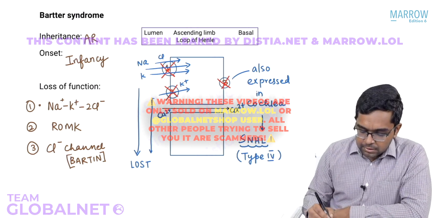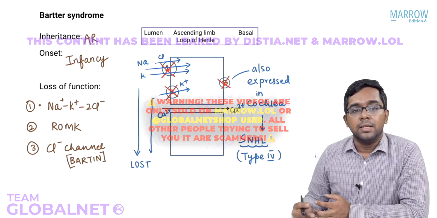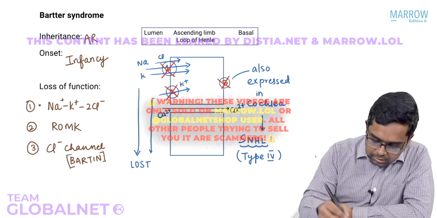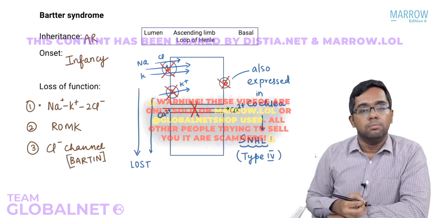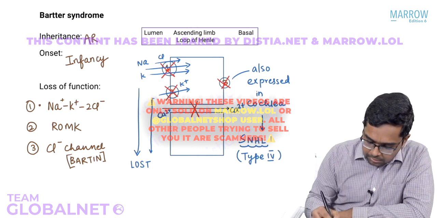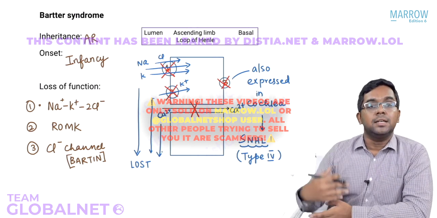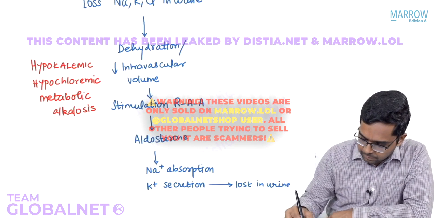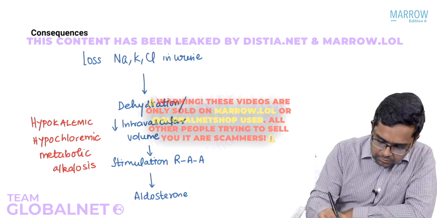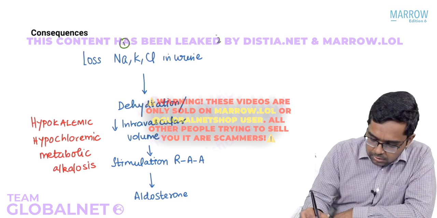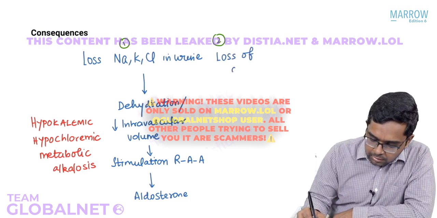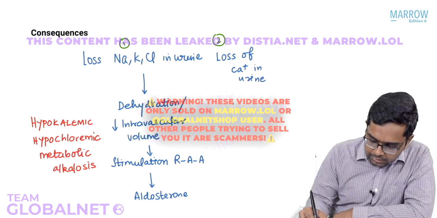Now, what happens when these channels are not working? There is also loss of the gradient for the absorption of calcium, so this process also becomes blocked. So what is going to happen to calcium? The calcium will get excreted in the urine in large amounts. So the second consequence, after the first, is loss of calcium in the urine, leading on to hypercalciuria. That is the second feature.